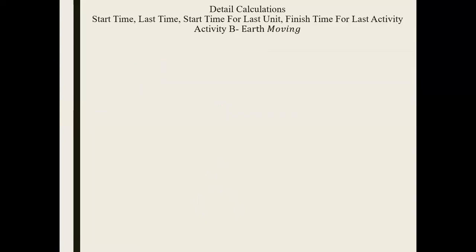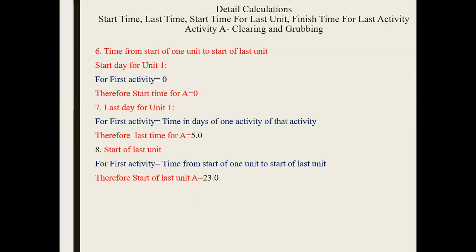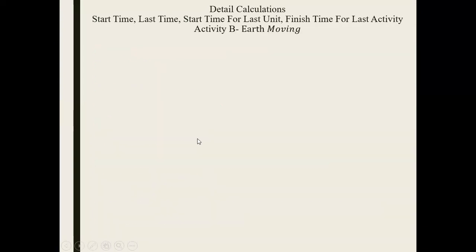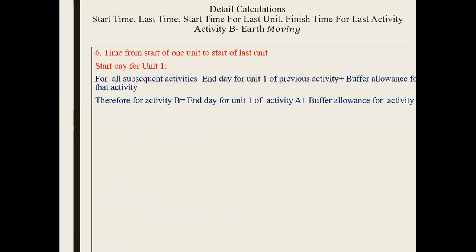Let's go back. The last day for unit 1 was 5, so we have 5 here. And then the buffer allowance is 5. That is why it is 10. Let's move on. Now we also have to check that the time of activity B should not come before activity A.